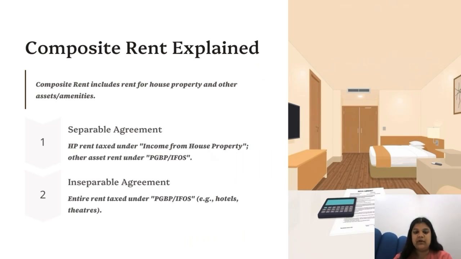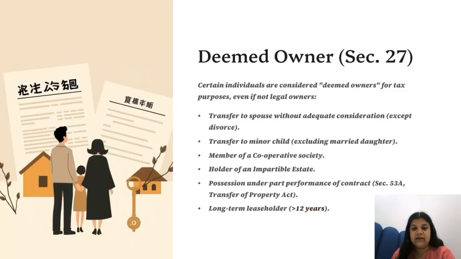So this slide is about composite rent. Composite rent means rent received not just for the property but also for additional assets or facilities like furniture or parking. If the agreements are separable, then the rent for house property is taxed under income from house property and the rest under business or other sources. If inseparable, like in the case of hotels or theaters, then the entire rent is taxed as business or other income. Deemed owner.